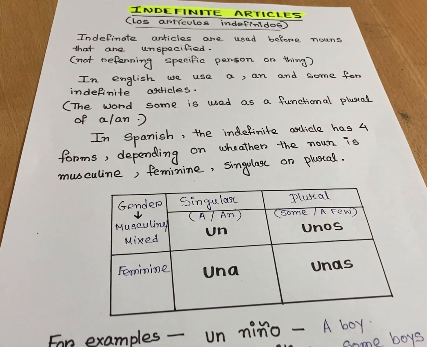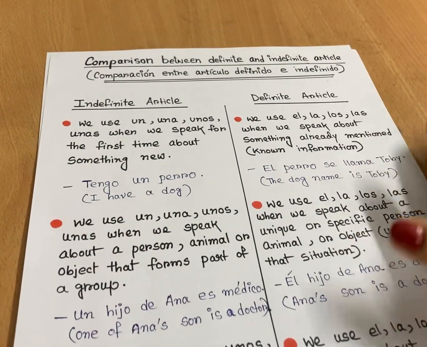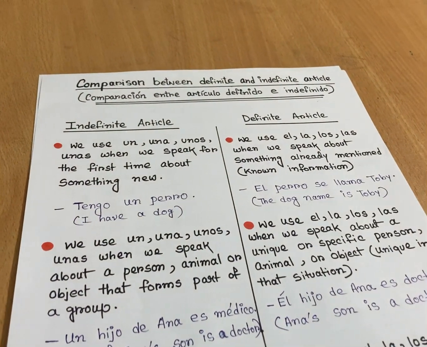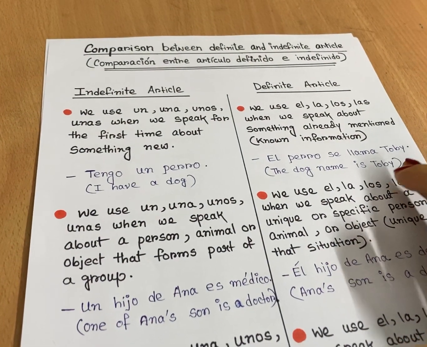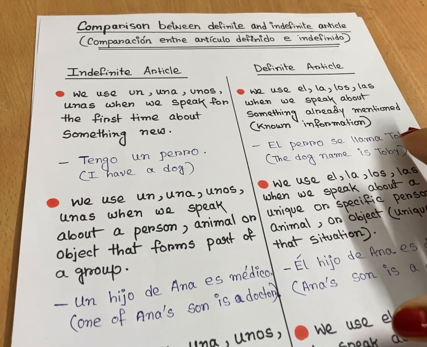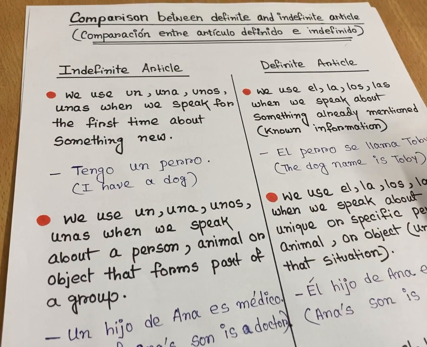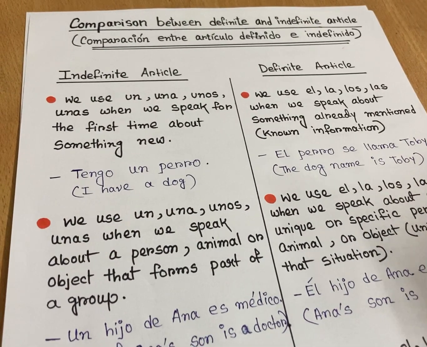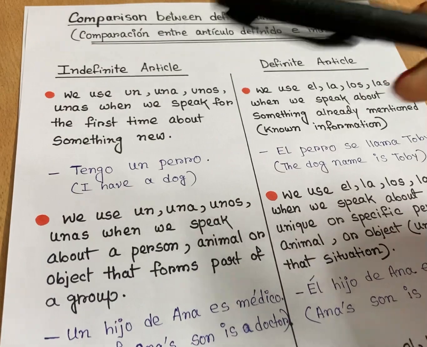Now, one more thing I want to add in this video, that is how to compare between the indefinite article and the definite article. So we will remember a few points so we can understand the difference between both of these articles. Now, first one is, please remember that we use un, una, unos, unas when we speak for the first time about something new. If I want to introduce something new, then always the first time we will be using the indefinite article.